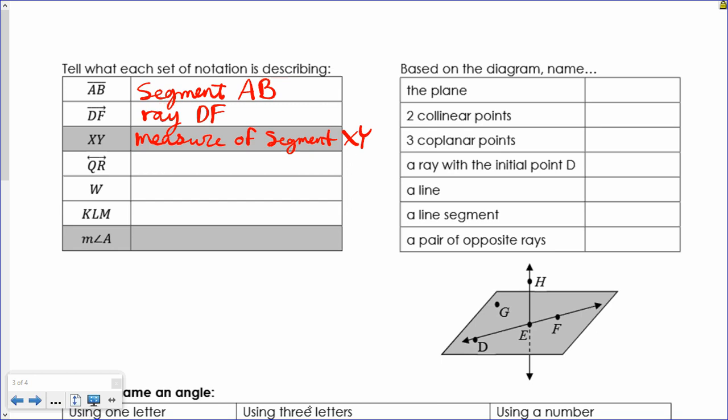So mathematicians are lazy. They use symbols and stuff to represent words all the time. So instead of, in a question, writing find the measure of segment XY, I just say find XY. You guys need to understand that means find the measure of XY. But that's why they have that notation, just to cut out two words. All right, what about the next one?